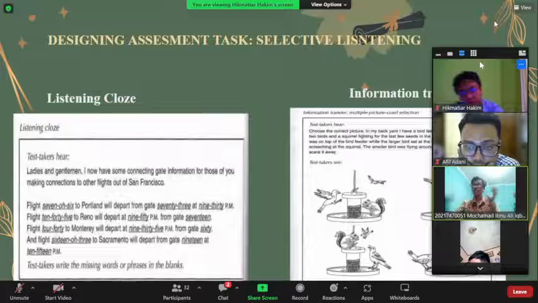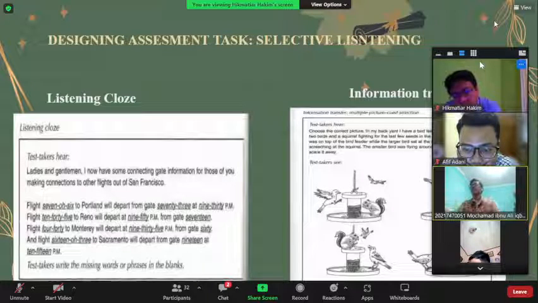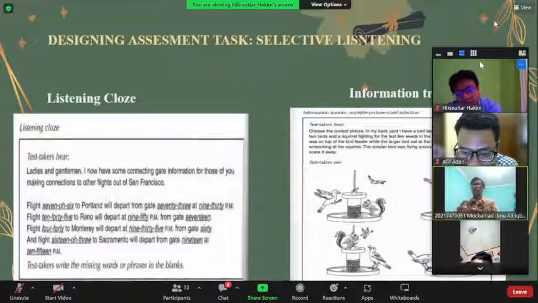The test taker sees and answers: which is the logical picture that correlates with the story the test taker hears.